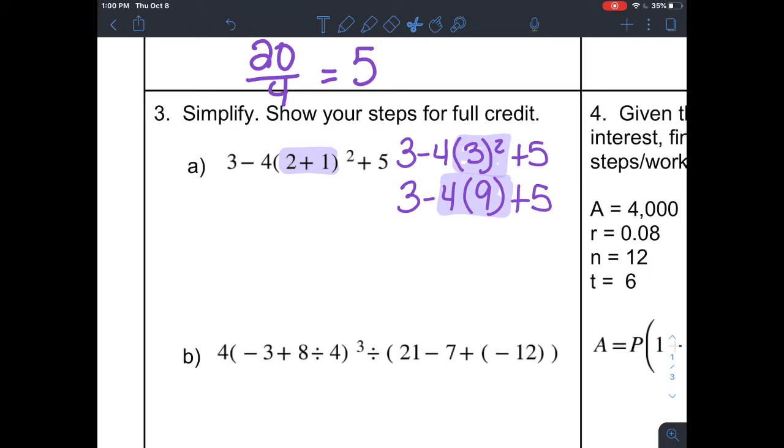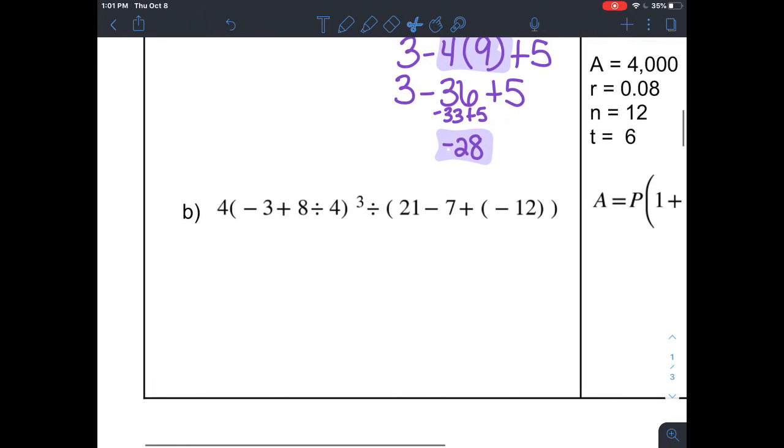And then I can do multiplication, which is highlighted. That's why everything is highlighted. It's showing what step I'm doing next. Negative 4 times 9 is negative 36. And then from there, I just work from left to right. So I subtract 3 minus 36, negative 33 plus 5, and I get my answer of negative 28.